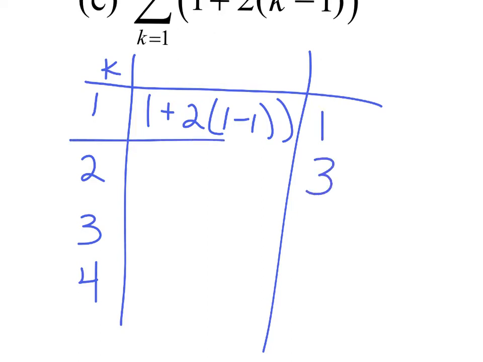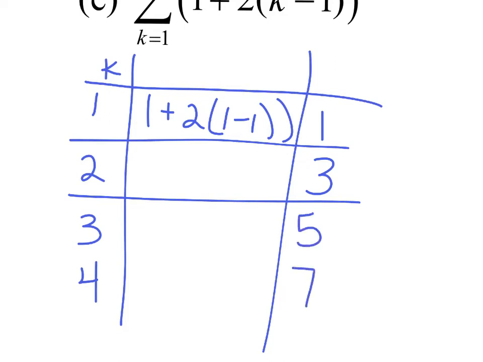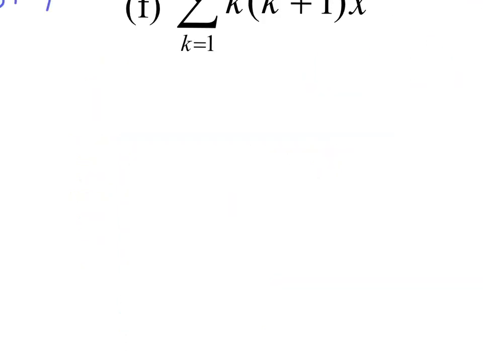And when I do a 2, I should get a 3. When I do a 3, I should get a 5 and then a 7. Please pause this to verify that I didn't make any mistakes, and then you can chat me if I did. And then when you add those all together, you should get 16.